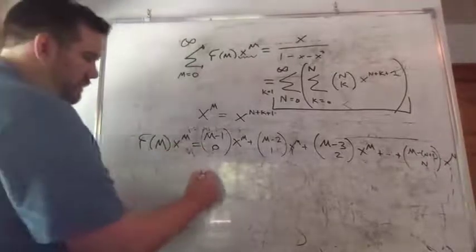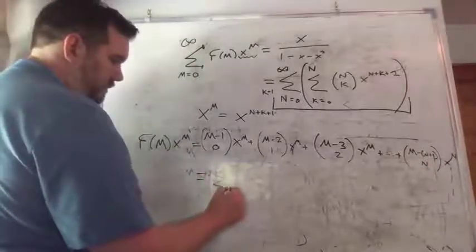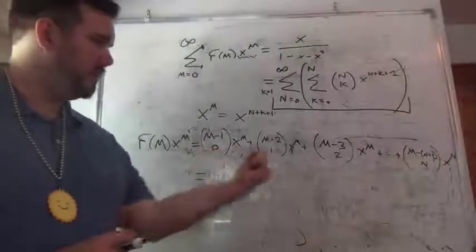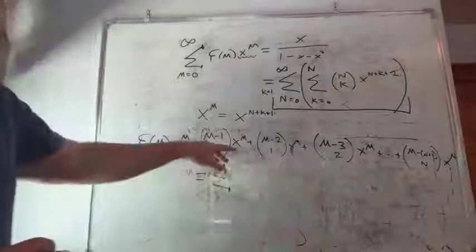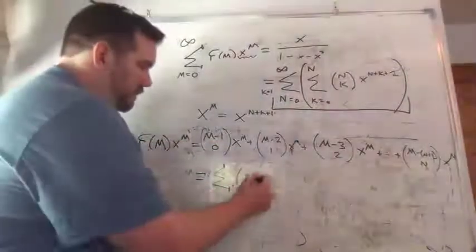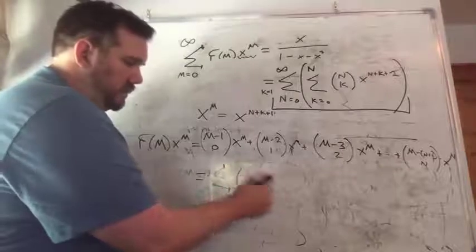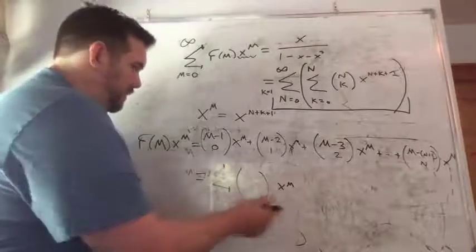So is there a way I can express this as a summation? I'd like for you to try to do it. See if you can rewrite this pattern in summation notation. It's going to be something starts and goes up to something, something choose something, x to the m.